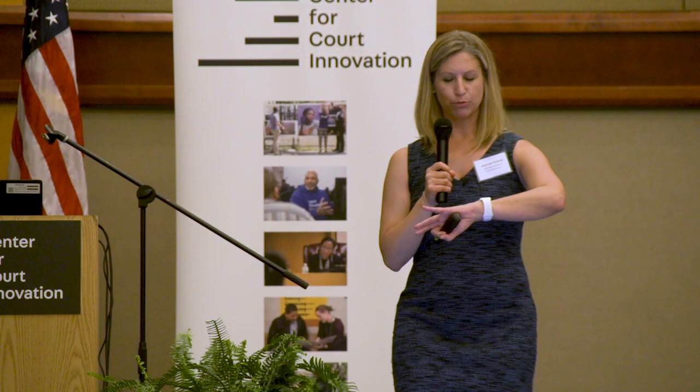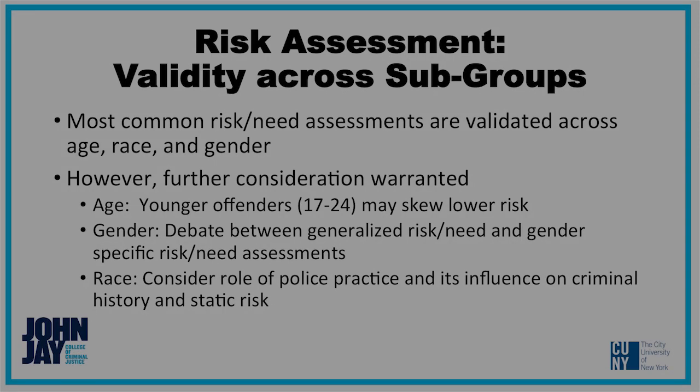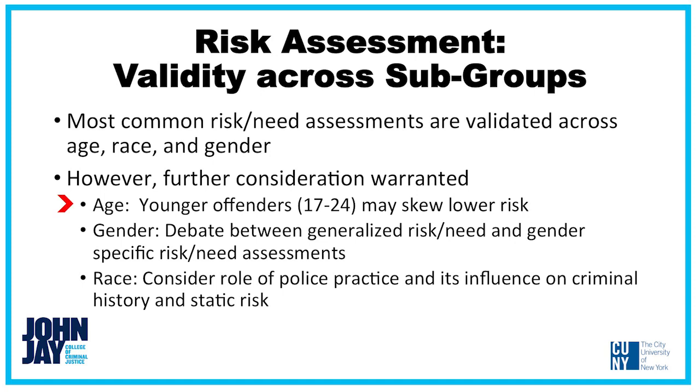And just briefly, because I've been rambling on, even though these instruments are found to be valid, I'm not sure they're always sensitive enough. For example, in New York, I did a recent analysis of 17 to 24-year-olds in their risk level. What I found is that close to 90% of 17 to 24-year-olds on probation in New York City were assessed as low to low moderate risk.